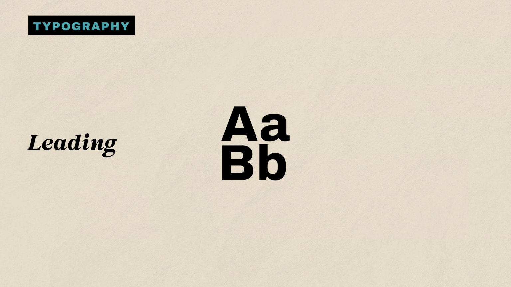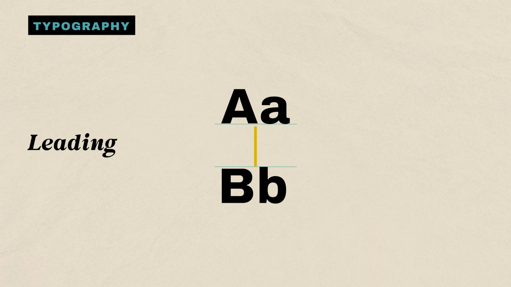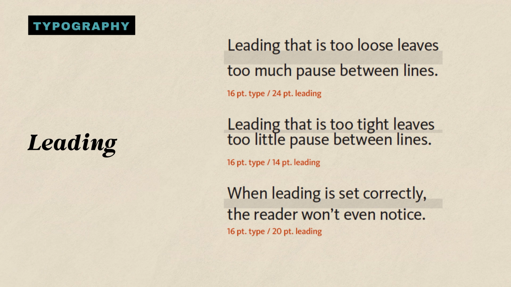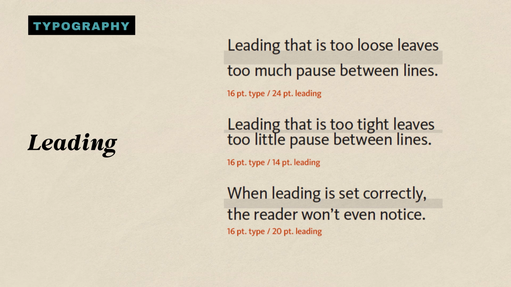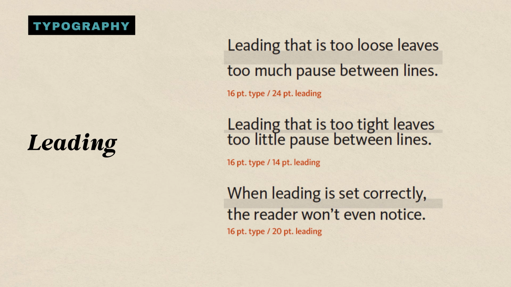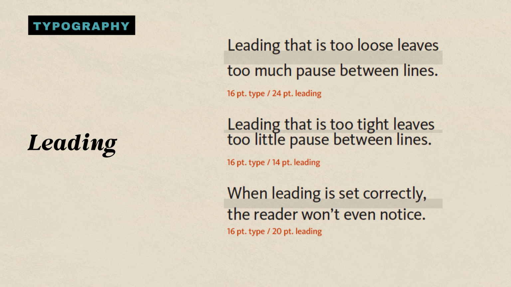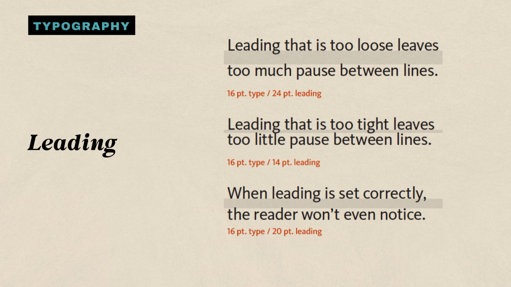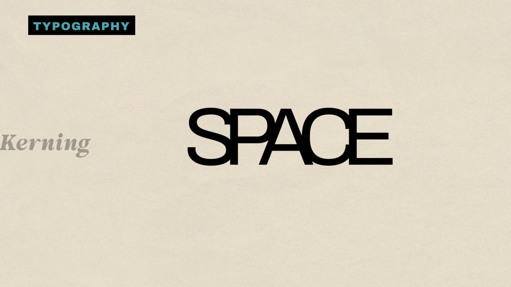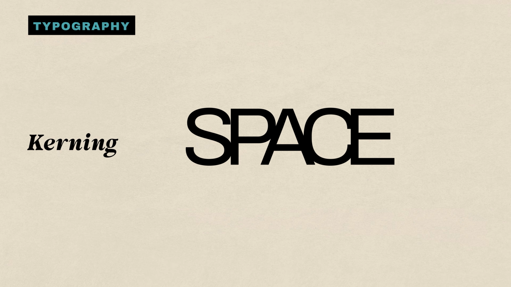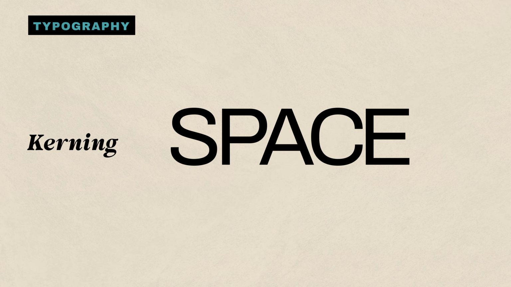Leading refers to the vertical space between lines of text. Proper leading is crucial for readability and visual balance. Too little leading can make text feel cramped and difficult to read, while too much can make your text appear disjointed. Kerning refers to the adjustment of space between individual letters within a word.